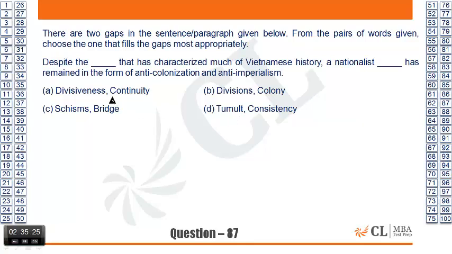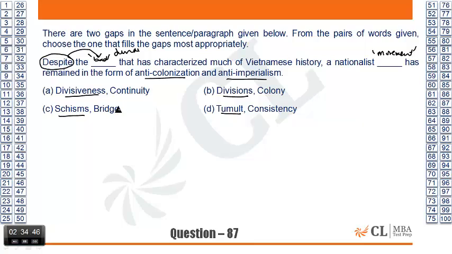Despite the blank that has characterized much of Vietnamese history, despite, in spite of something bad, probably, no? A nationalist blank has remained in the form of anti-colonization, anti-imperialism. The nationalist movement, something like that, no? So despite some divide or something. Despite the divisiveness, divisions. Oh, what should I do?